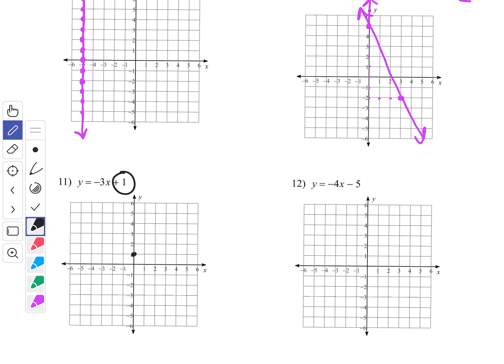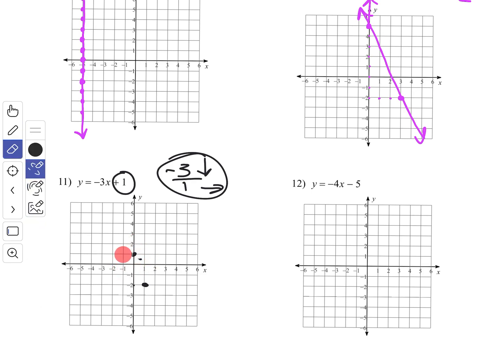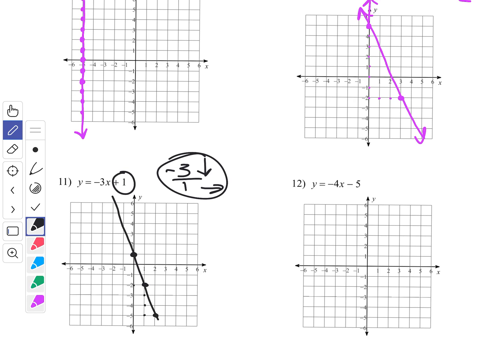Number 11, positive 1 to start us off, negative 3, so that's like negative 3 over 1, down 3 to the right 1. Make sure that this slope is starting from your y-intercept, not from the origin. I see that mistake quite a bit. Okay, so you've got to make sure you're giving it the right starting point, which would be that y-intercept. And then we just keep that same pattern, down 3 to the right 1. And there is my graph. We sketch it out. We call it good.